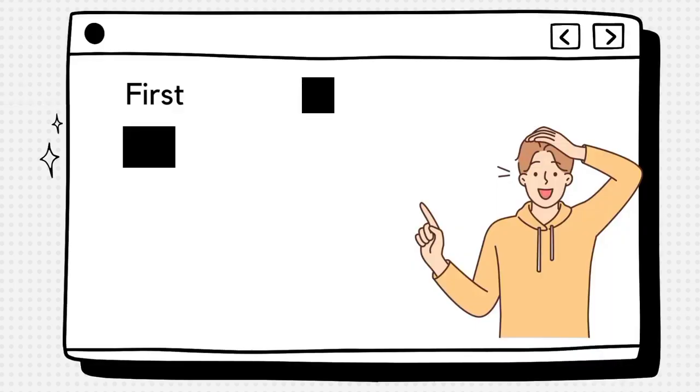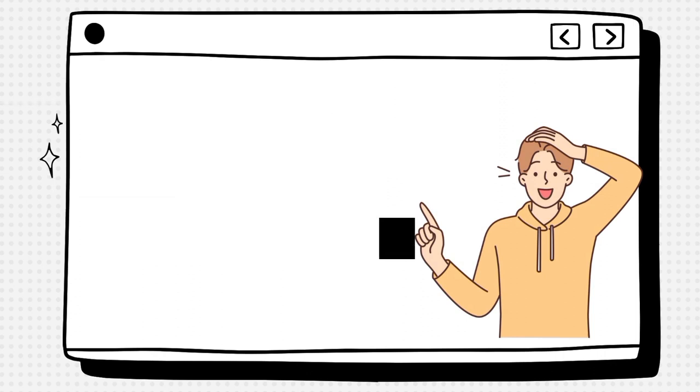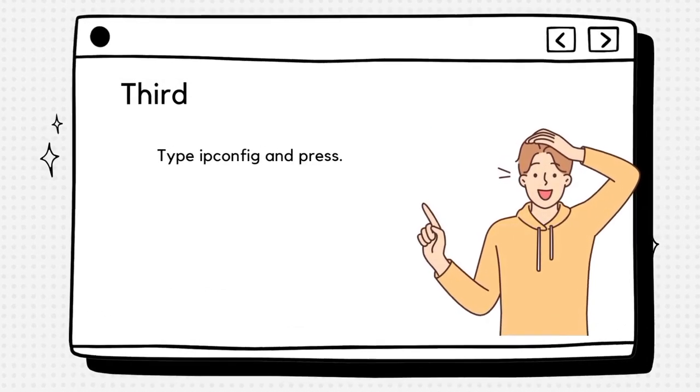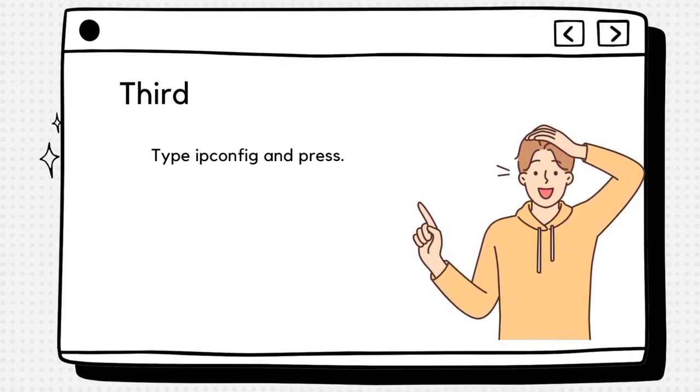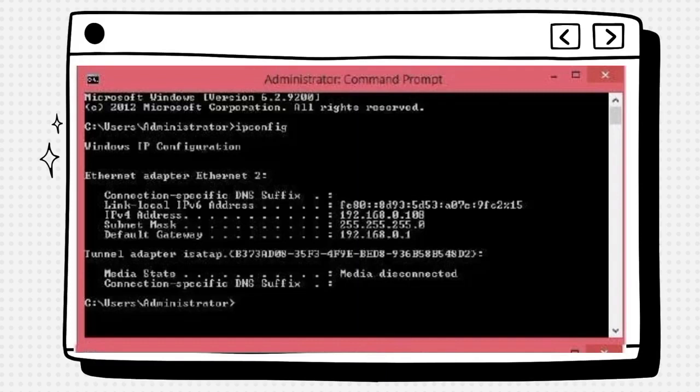So, go to your Windows screen, click on the Start button, then type CMD or command prompt in the search box. Second, a black screen will appear on the screen. Like what you see in the screen, this is what will appear on your Windows laptop or computer. And the third one is, you need to type ipconfig, then click enter. So you need to type in your keyboard the ipconfig.